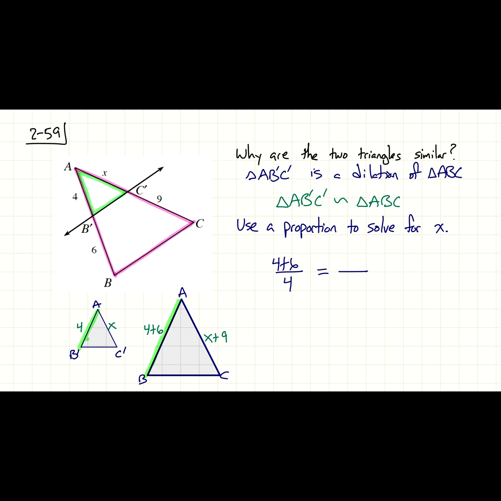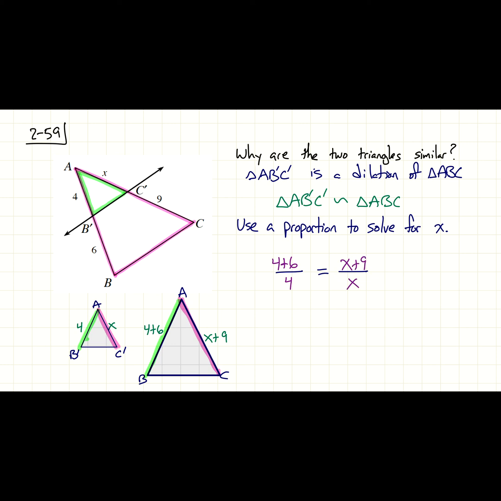And then I'm also going to put, let me use a different color, 4 plus 6 over 4. And then the second one we're going to do is the second side. So I'm going to do from A to C. These are the other corresponding sides. All right, let's go with the bigger one on top. So I'm going to put X plus 9, and I'm going to put X.